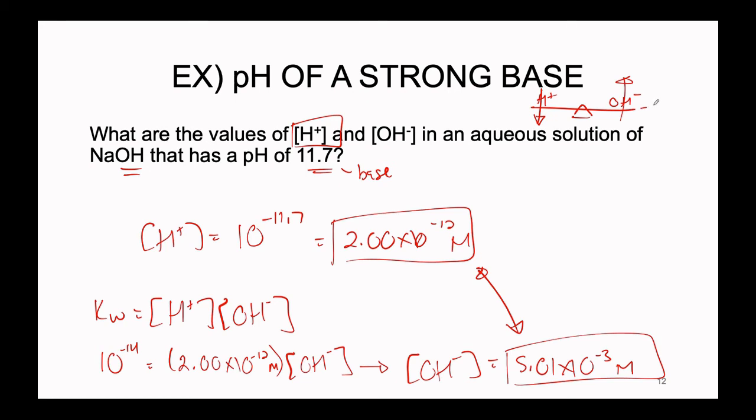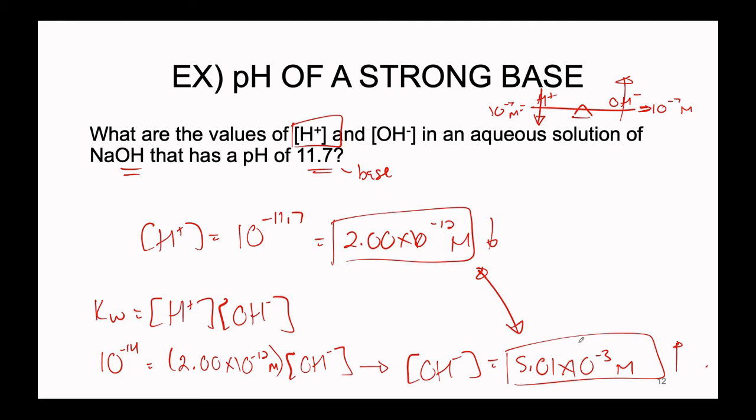Relative to when we are balanced, the value is equal to 10 to the negative 7 molar. If our concentration of OH minus goes up, which is exactly what we see here, this is greater than 10 to the negative 7, so our H plus concentration is going to go down relative to that 10 to the negative 7 value.